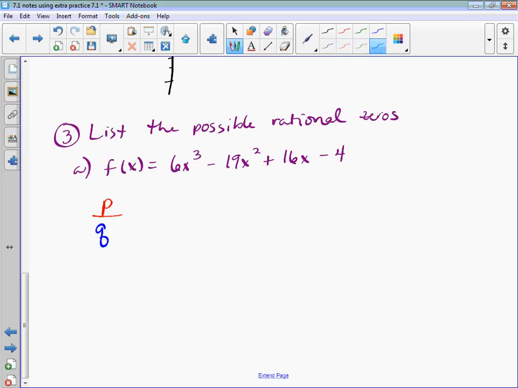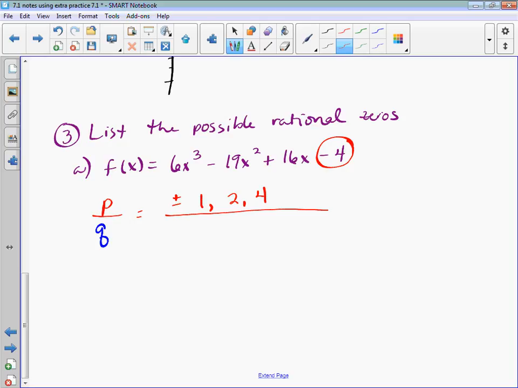Do you remember what P and Q were? P is your constant. So let's think about our constant here. We are looking for factors that give you that constant. So what could you multiply together to get 4? 4 and 1. And it is -4, so -1, +4, -4, +1. We can have all combinations of plus and minus, right? So I'm fine with you just putting a plus or minus out in front and then listing 1, 2, and 4.